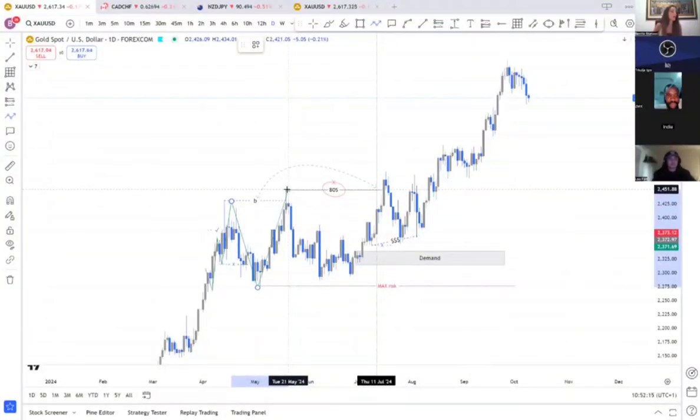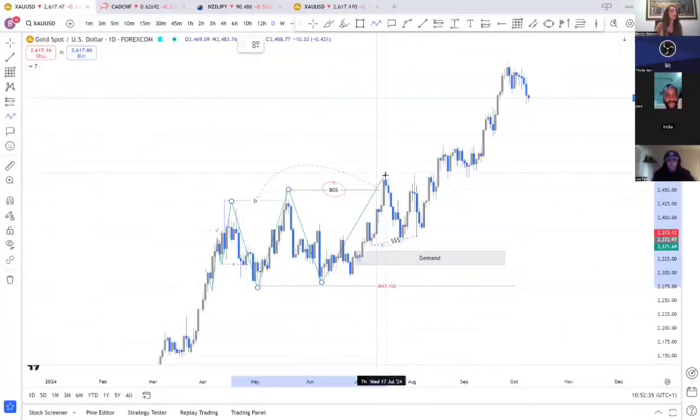The moment I see a wick instead of a body, I don't consider that as a valid break of structure to trade on. So I waited here for a better confirmation of the break of structure, and the price went down. It happens sometimes. And then we had a confirmation of break of structure right here.